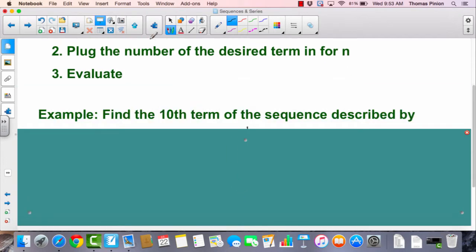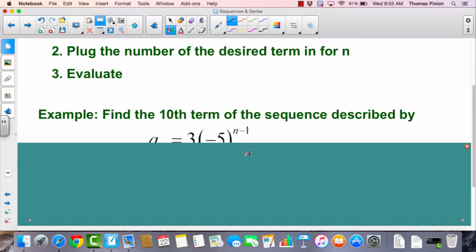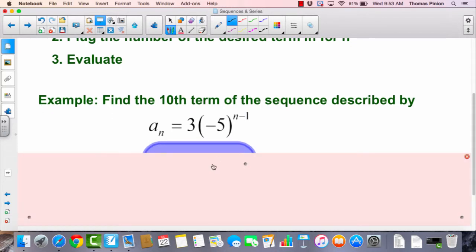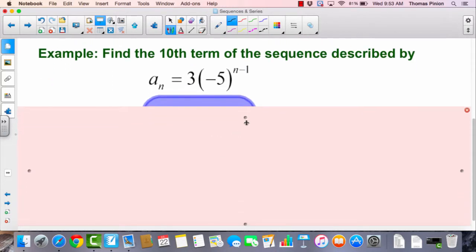Let's find the 10th term of the sequence described by A sub n equals 3 times -5 to the n minus 1 power. Here they put r, which is -5, in parentheses. A lot of times they'll do that, especially when it's negative. That way you don't think that's 3 minus 5. That's 3 times -5.